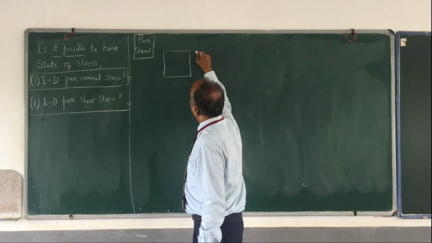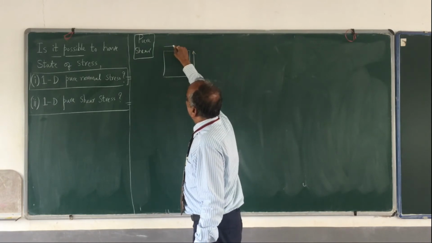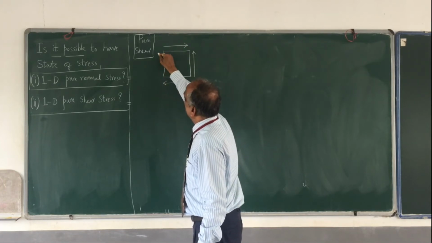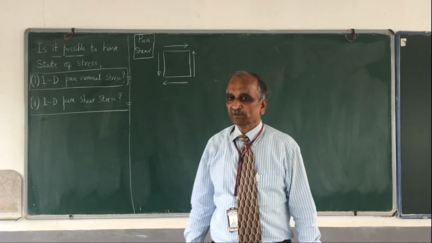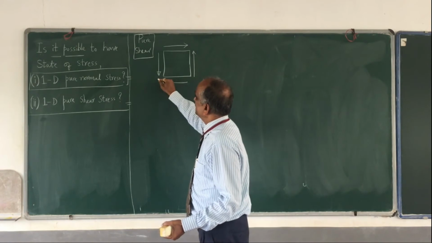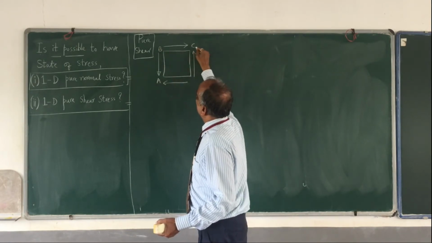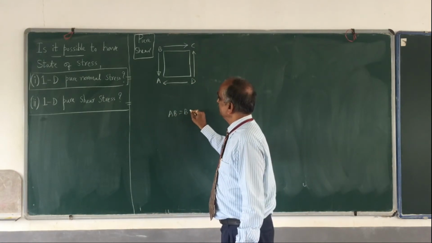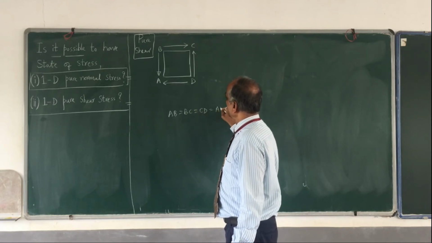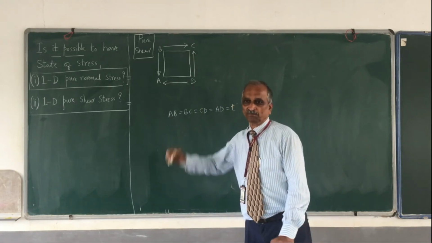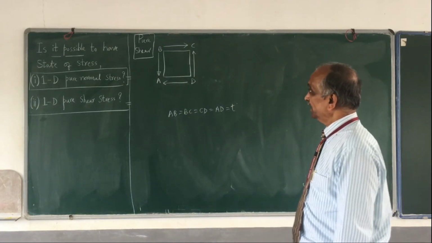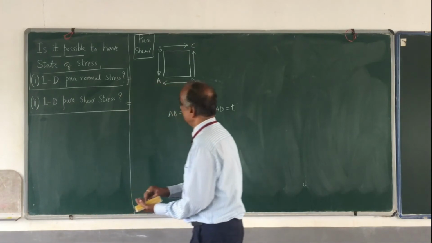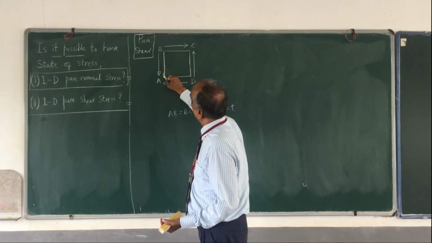Okay, so let me assume that I have a shear stress here and I also have a shear stress here this way. If I show the other direction, then it would remain in an equilibrium state. Let me assume that this is A, this is B, this is C, this is D. I shall assume that AB is equal to BC, is equal to CD, is equal to AD, and it is also equal to the thickness, the perpendicular dimension, very important. Now observe carefully. The element ABCD, whatever I have drawn, is a square now.